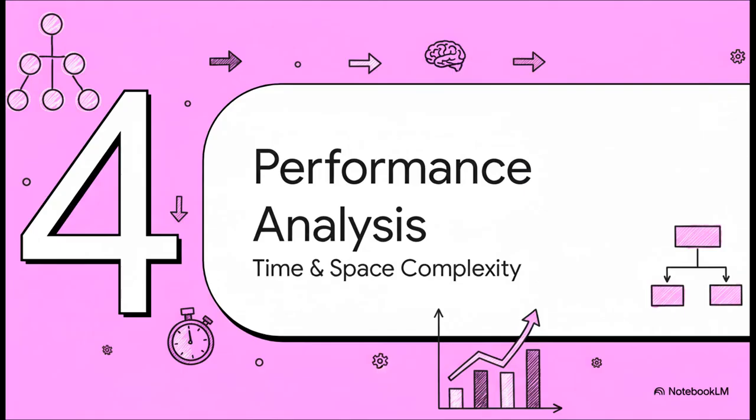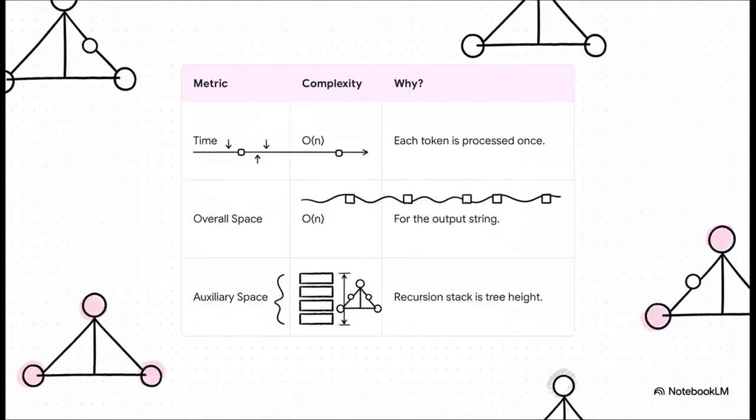Now for the part that really separates a good interview answer from a great one: performance analysis. We have a working solution, but is it any good? How fast is it? How much memory does it eat up? Let's break it down. Time complexity is linear, or O(n), which is great. That's because we touch each node and process each token just one time, no wasted work. The overall space for our final string is also O(n), which makes sense.